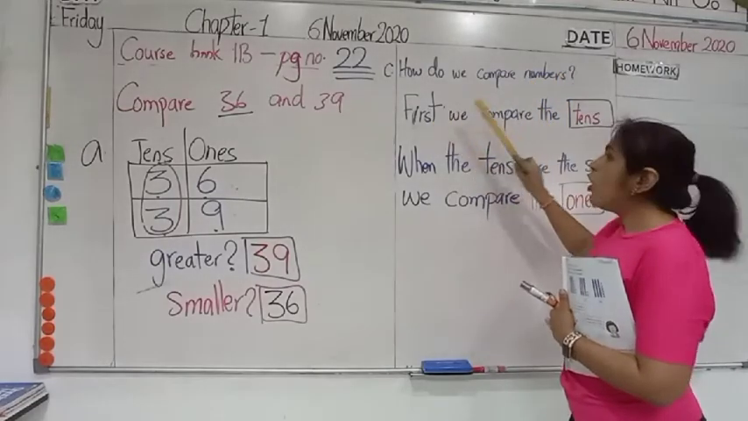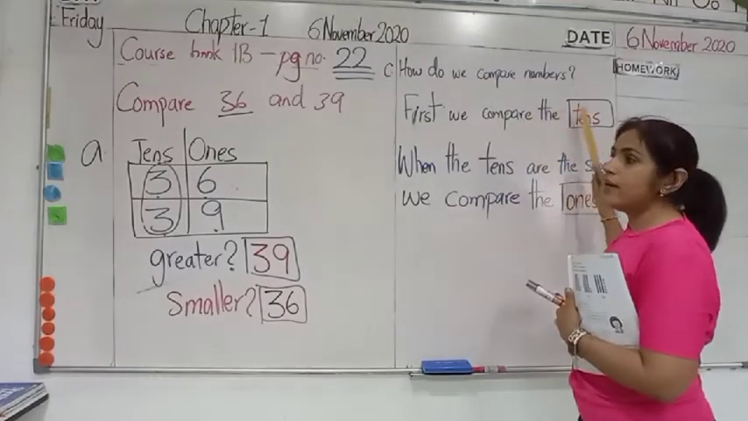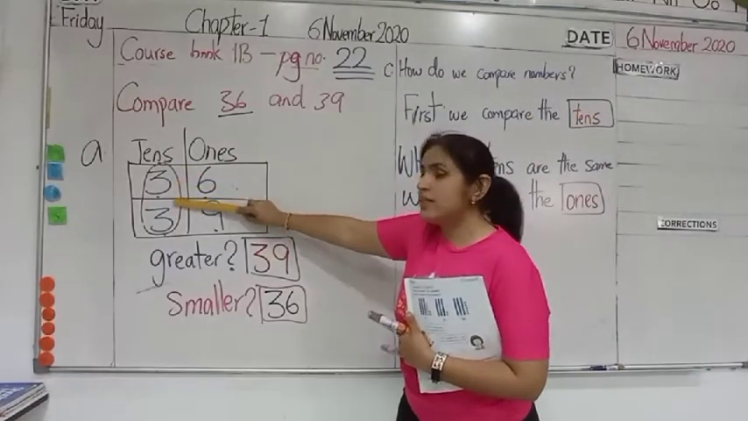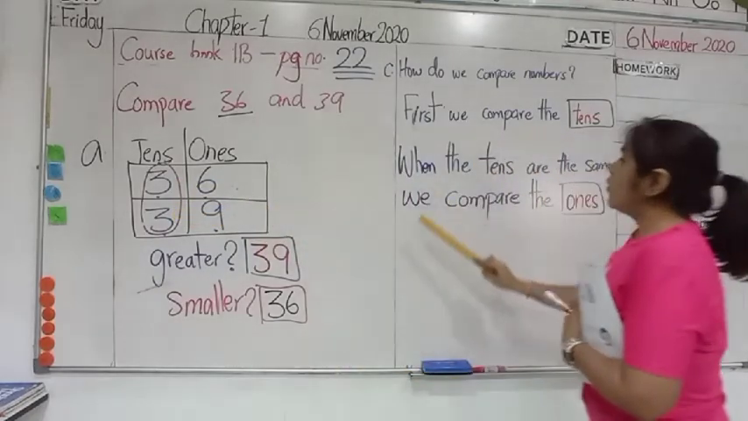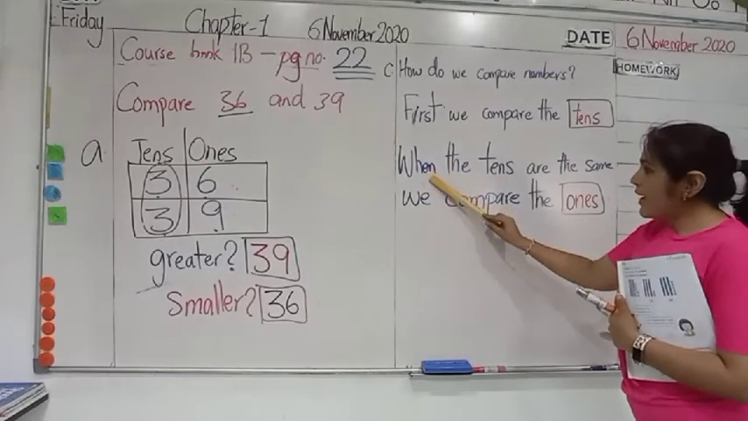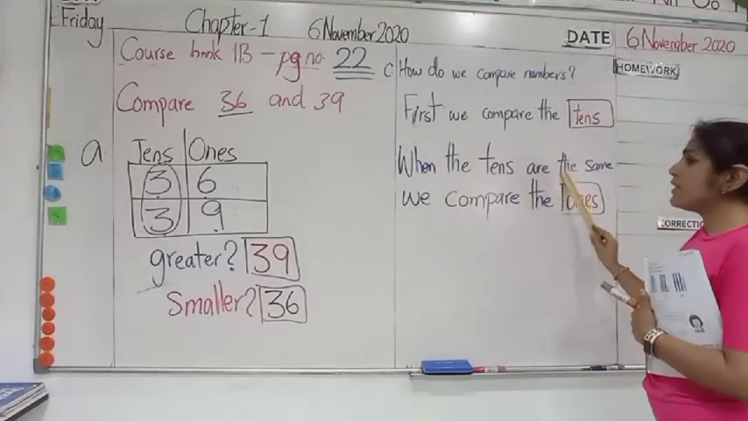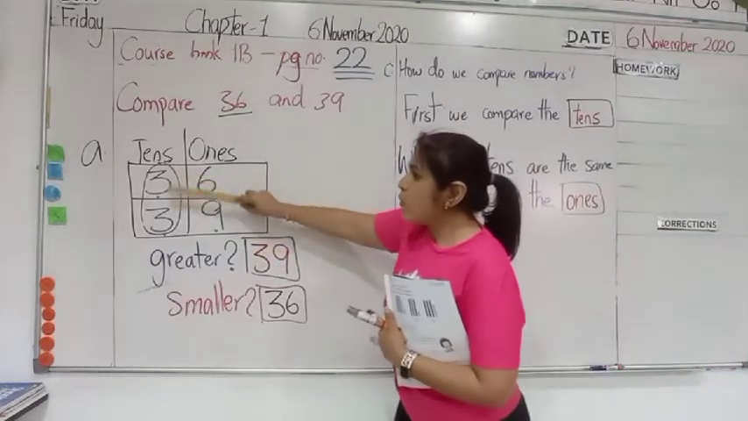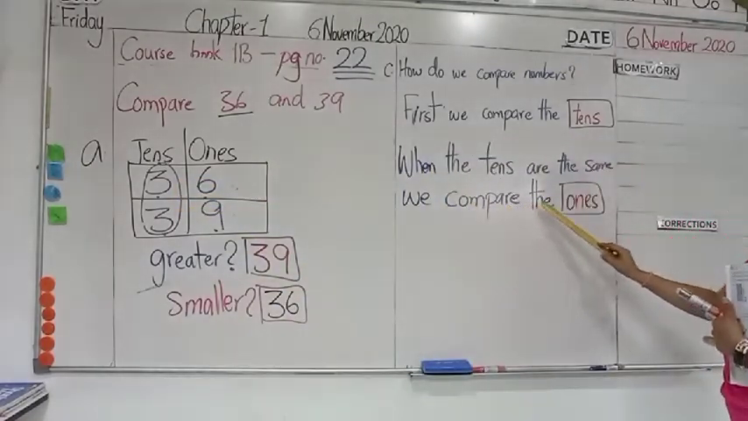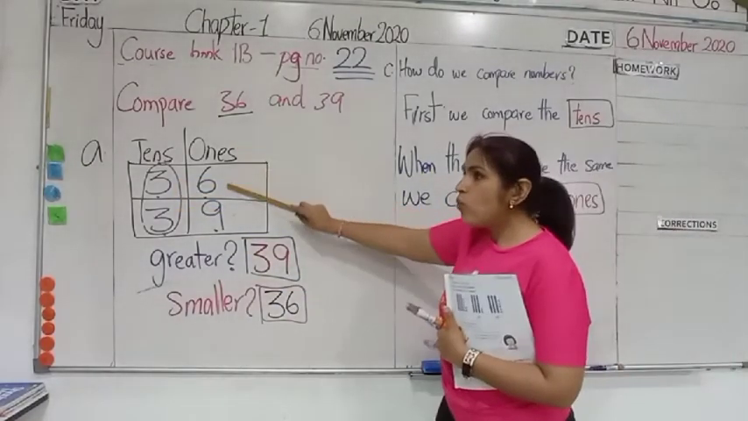First, we compare the tens. We compare the number given in the tens place. The second sentence, read with me: when the tens are the same, we compare the ones.